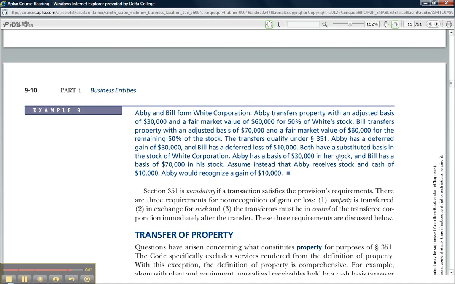The one caveat here is that what if instead Abby gets 50% of the stock and some cash of $10,000? Well, getting cash is just like getting boot when you had a like-kind exchange back in the property chapter. So in her case, she'd have to recognize gain up to the amount of that cash received, or boot received. Okay, I'm going to keep going in another video.